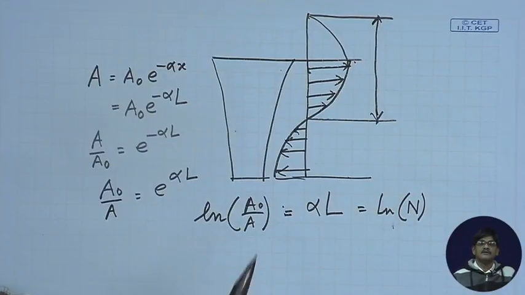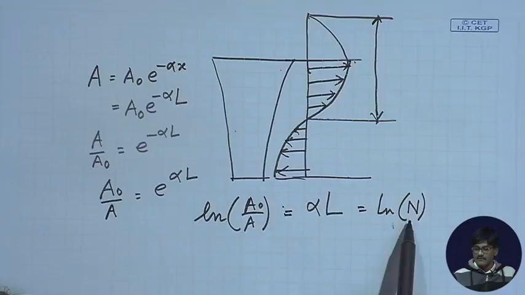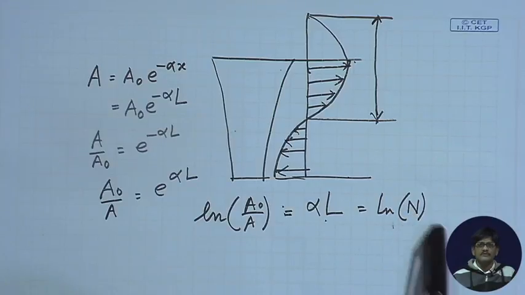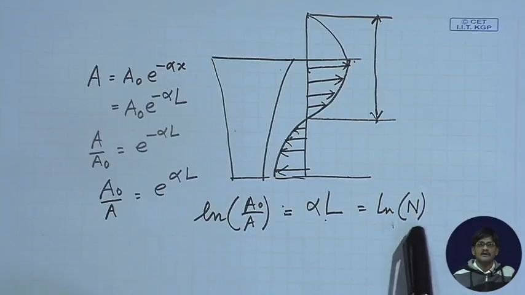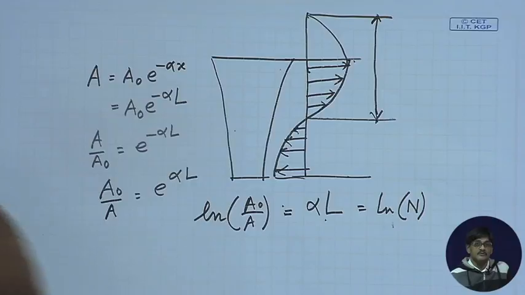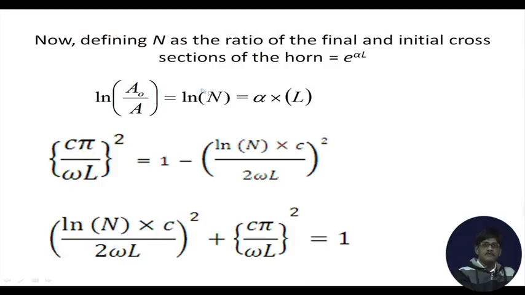That's all. So I get ln n is equal to alpha L. This is the thing that we have used. Why is this one used? This is quite a frequently used term, so we are introducing that terminology. Nothing else. No new idea.